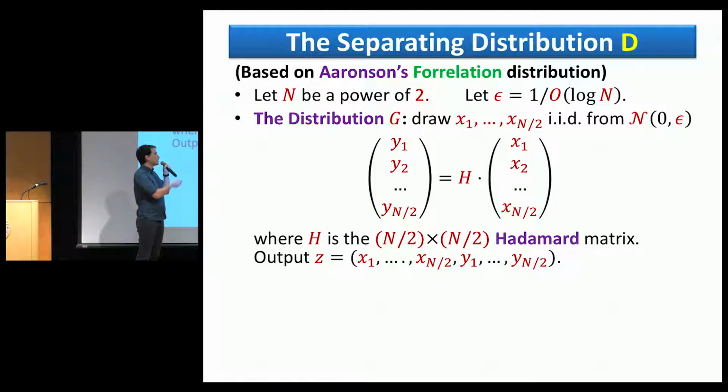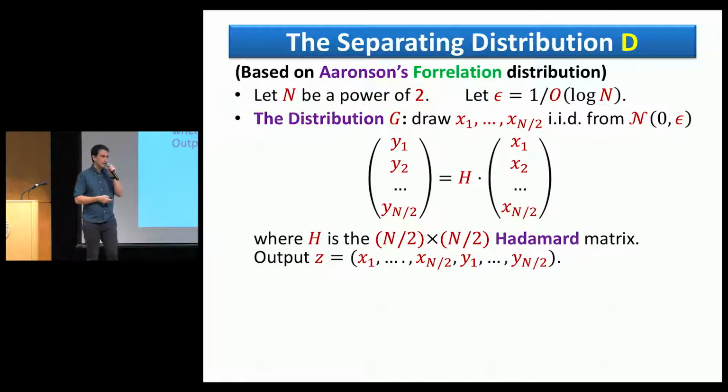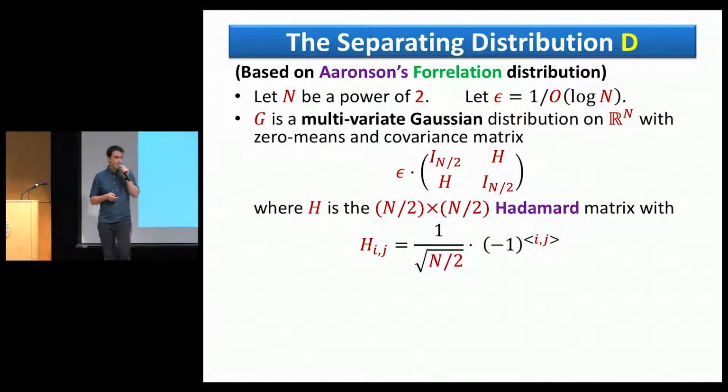So you take this vector of x's, you multiply it with the Hadamard matrix, and you get a vector y1 up to yn over 2. And basically, the distribution will be just a concatenation of the x part and the y part. If you do the calculation, you realize that this is actually a multivariate Gaussian distribution defined over n dimensions, where the means are 0. So for each individual coordinate, the mean of this coordinate is 0. And the covariance matrix is specified by this form. So it's epsilon times this block of identity, a block of Hadamard, and a block of identity.